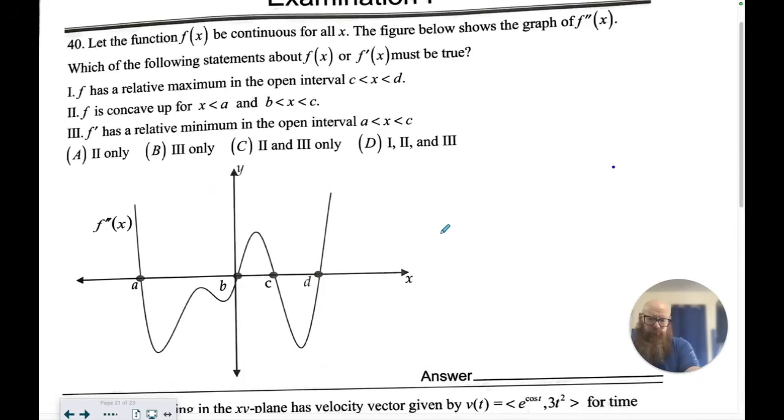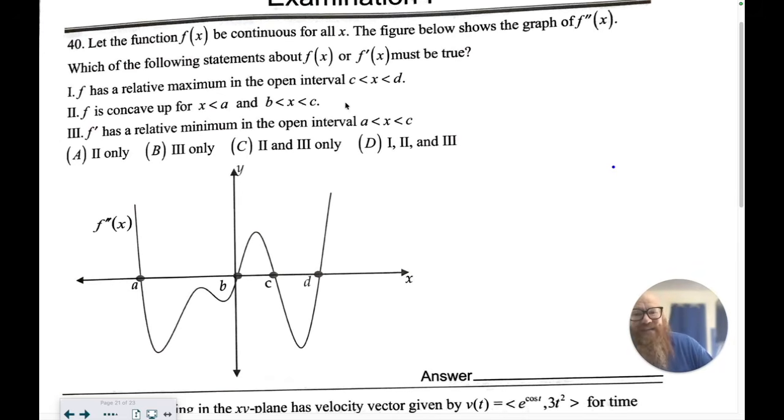All right, let's move on to number 40. We're given the graph of the second derivative. When the second derivative is positive, the original is concave up, and when it is negative, the original is concave down. Also, when the second derivative is positive, the first derivative is increasing, and when it is negative, the first derivative is decreasing, because the second derivative is the first derivative of the first derivative.